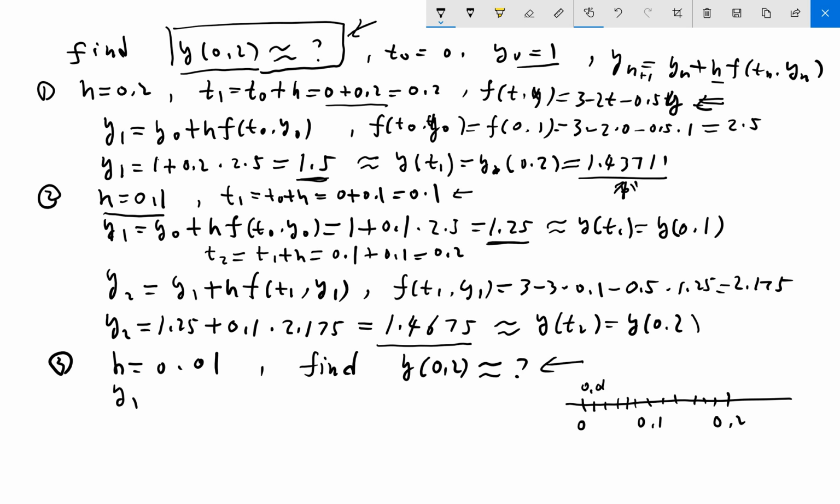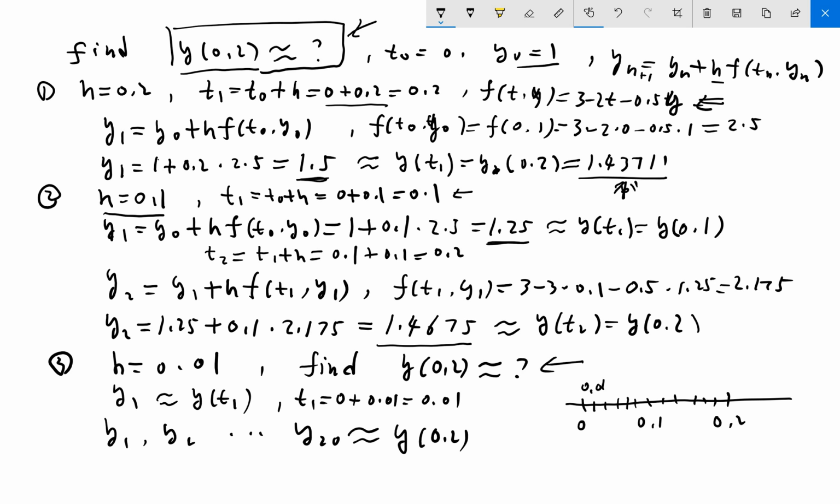So you need to find y1. y1 gives you an approximation of y evaluated at t1. This time, t1 is 0 plus 0.01. Okay. So you need to use Euler's method to find y1, y2 to y20. Finally, that gives you an approximation of y evaluated at 0.2. So you spend a lot of time doing the computation. Of course, you let the computer do it. Write a simple code, okay? And you can imagine this time, this y20 will give you a much better approximation to this true solution.